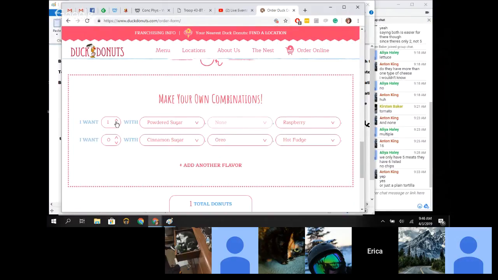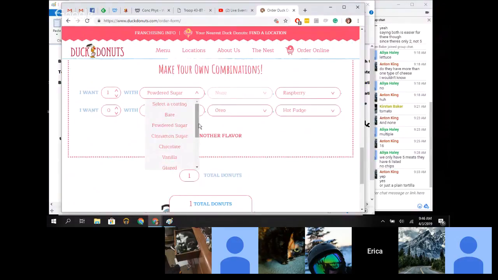So you can say, I want one donut, and then if I scroll down here, you can pick your coating. So you can have a plain donut, you could put powdered sugar, cinnamon sugar, chocolate, vanilla. You can put glaze on it: maple, strawberry, lemon, blueberry, or peanut butter. That's your glaze on top of it.